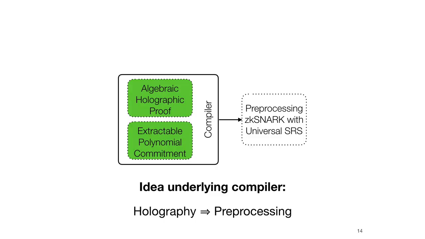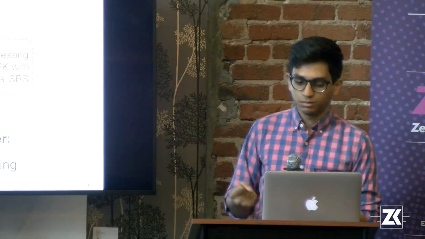Okay. All right, so we have our components. Let's take a look at how our compiler actually works. The key idea here is to leverage the holography in the AHP to achieve preprocessing. So let's first quickly recap what a preprocessing SNARK with universal setup is.